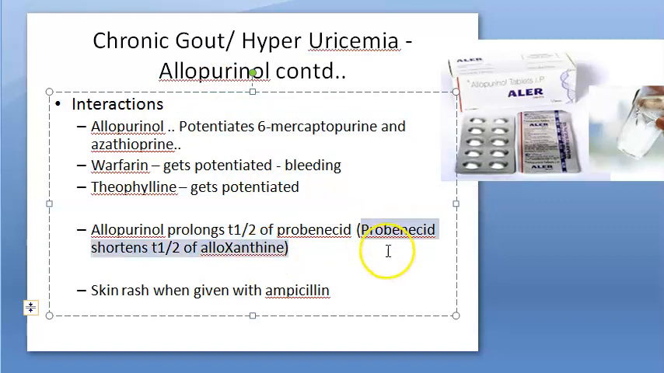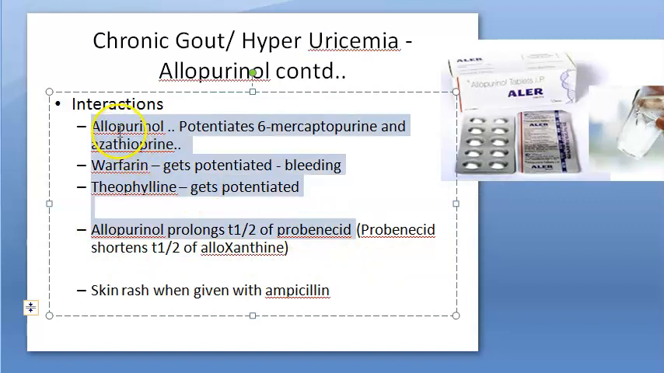But probenecid is not so good. It will come and make alloxanthine be less. See, probenecid shortens the T half of alloxanthine. But allopurinol is a very good person. It will potentiate everybody on earth.